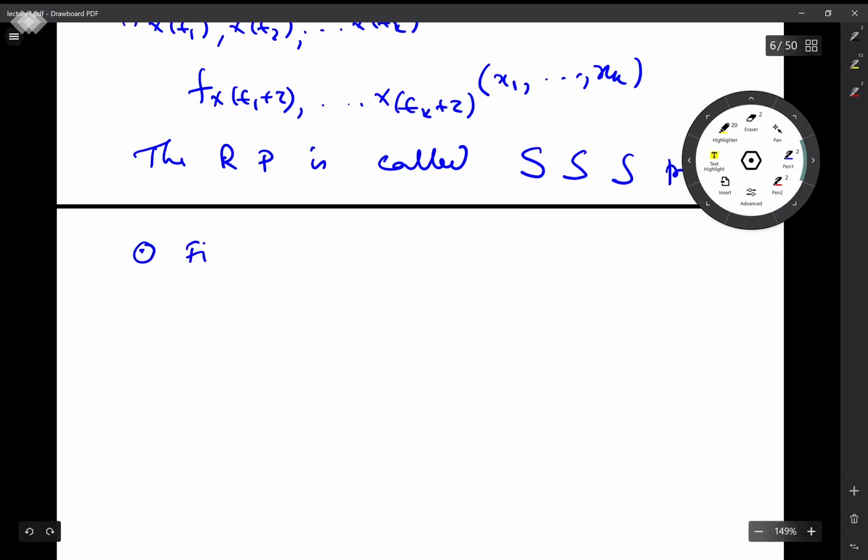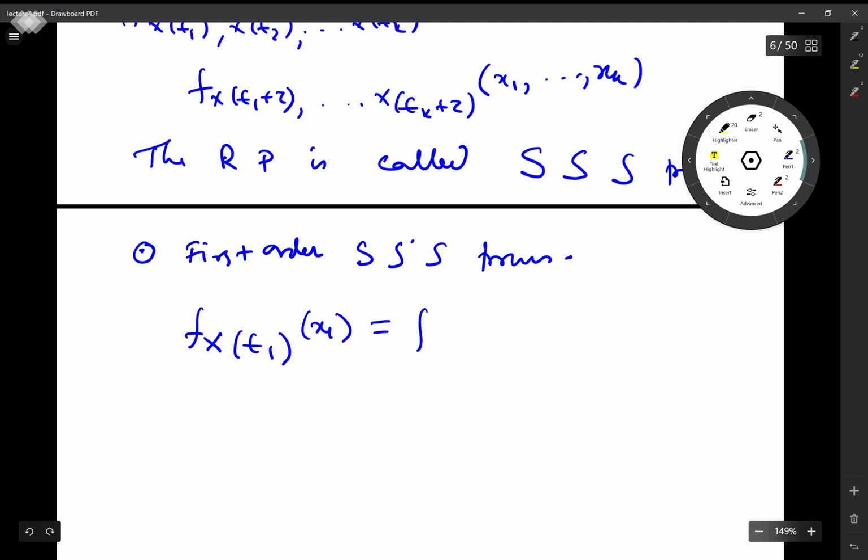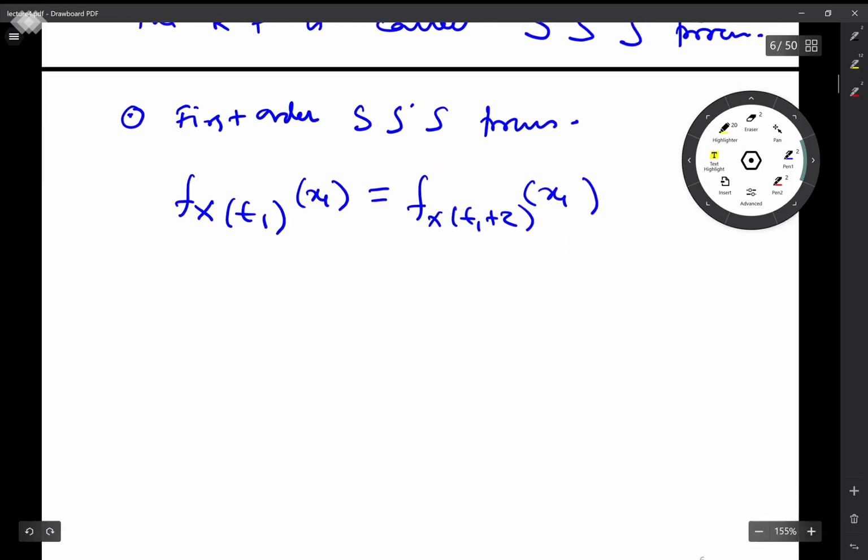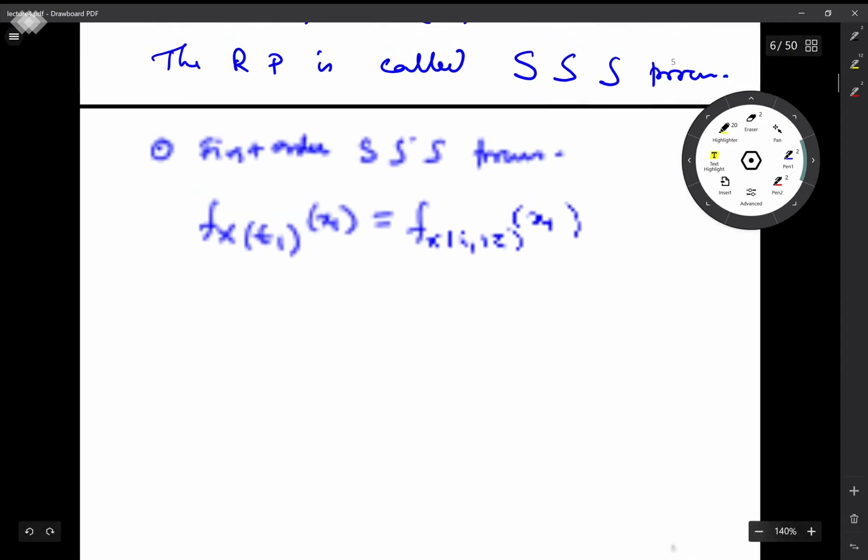So first order strict sense stationary process. What does it mean? It's very simple. If we take the ensemble at any time t1, and we take the ensemble after shifting by tau, that is X of t1 plus tau at x1, if both are the same, we call it a first order stationary process. Now what is the second order SSS process?